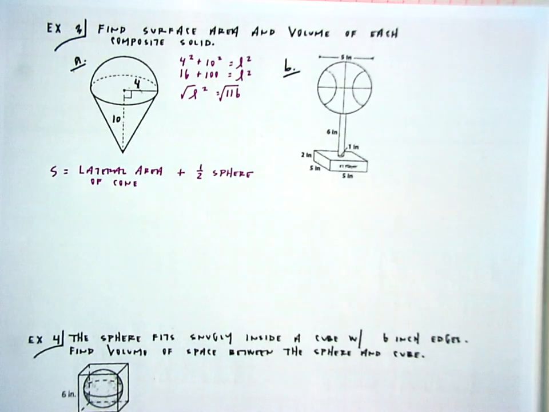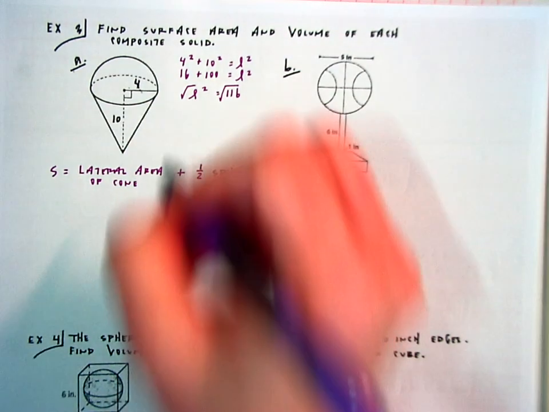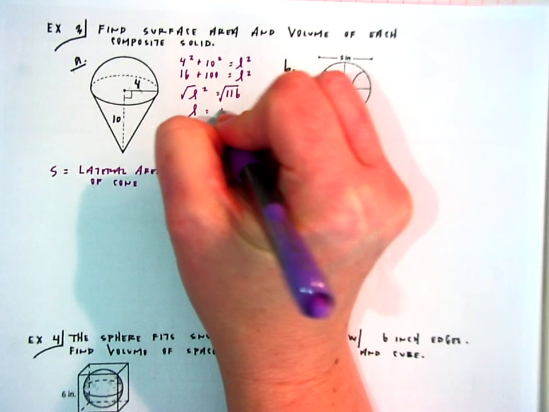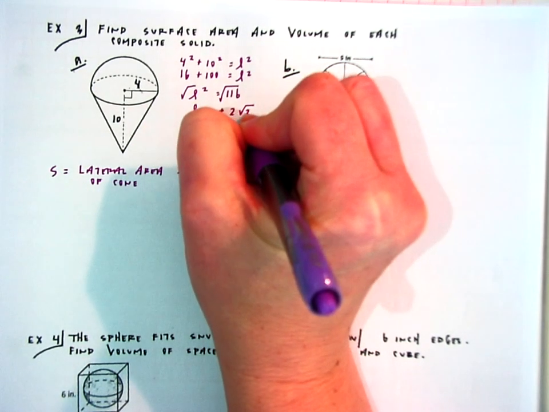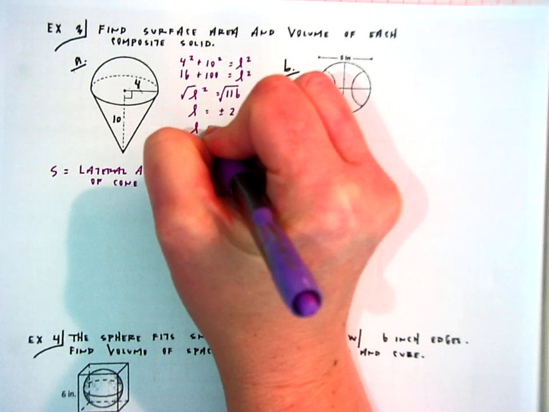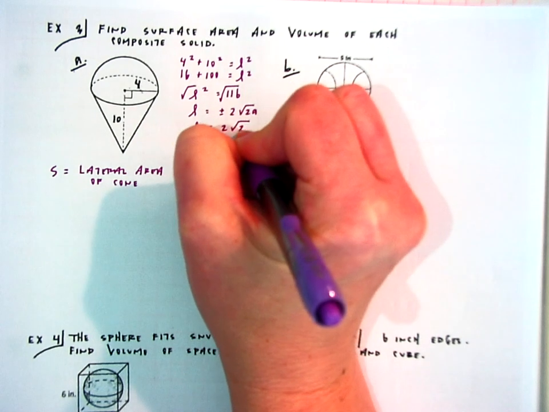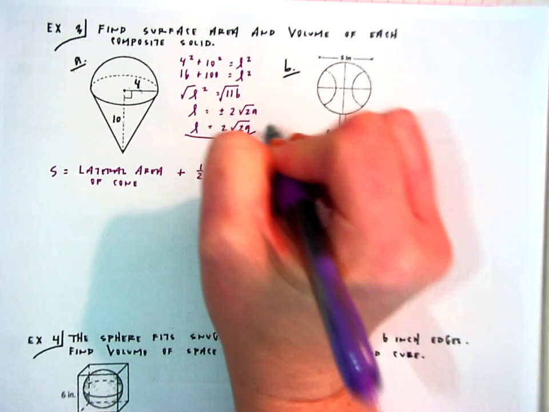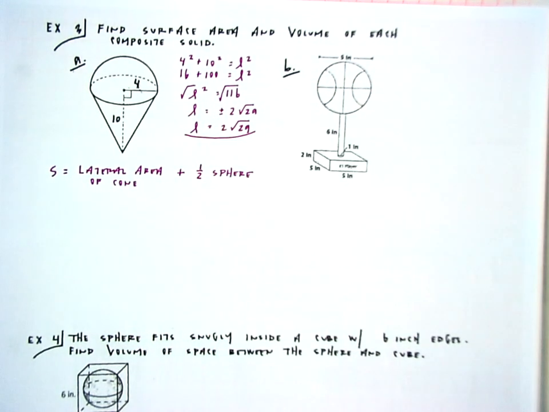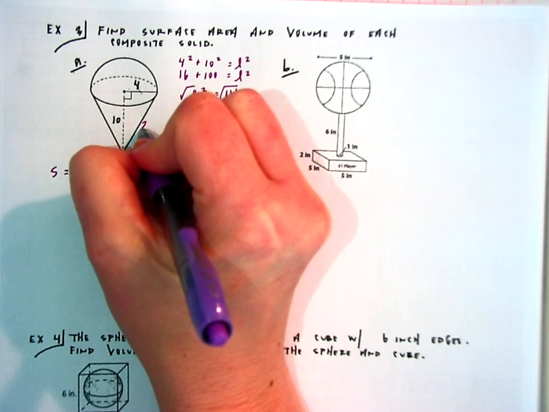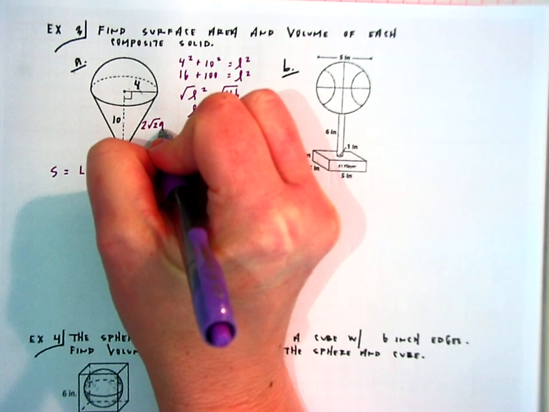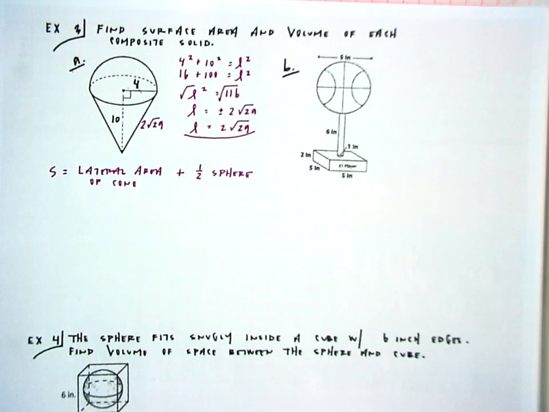116 is going to be 4 times 29. So I'm going to get plus or minus 2 root 29. But of course, I'm only interested in the positive. I cannot have a negative measurement. So my slant height is 2 root 29. Okay, so now I'm going to have all the parts that I need.